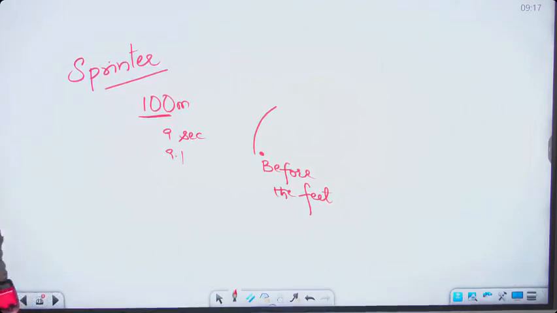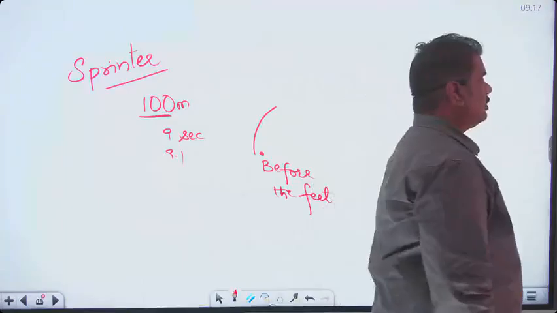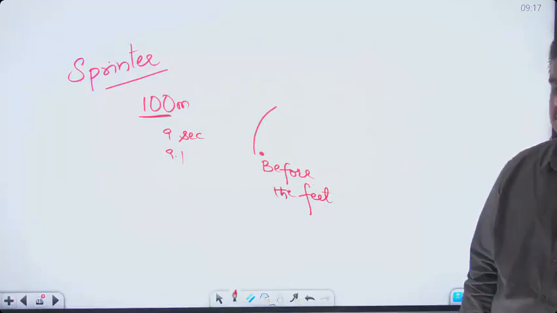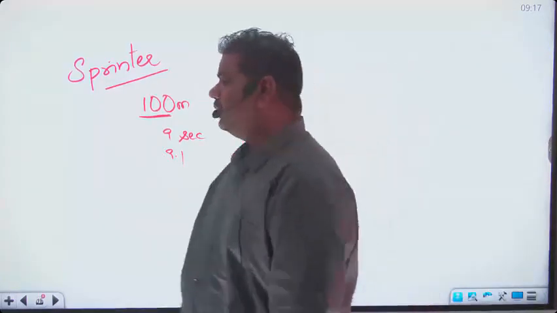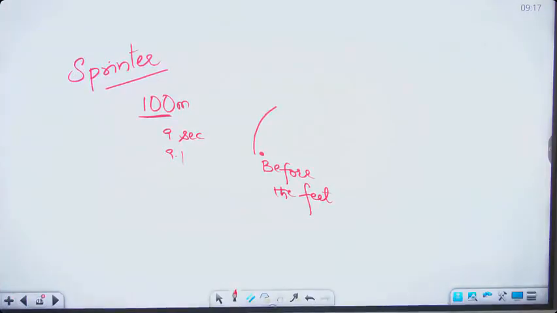For a sprinter, the center of gravity will be always lying before the feet.